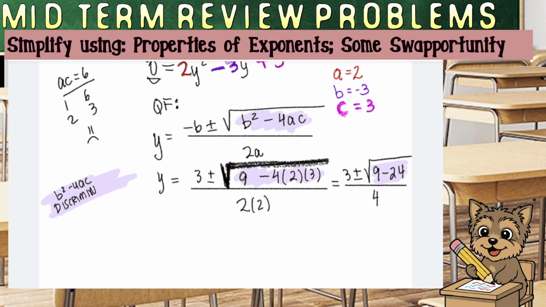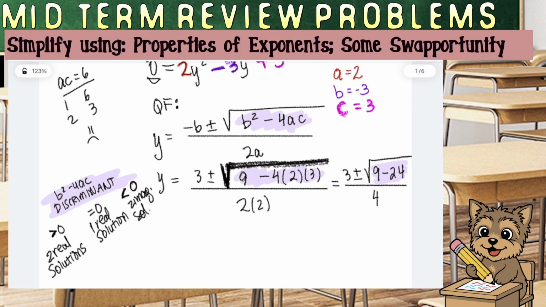Do you remember what it does? If it is greater than 0, you have two real solutions. If it equals 0, we get one real solution because you're doing plus and minus 0, and the square root of 0 is 0. Square root of a positive, you get an actual answer: plus a number, minus a number, two different real solutions. And if it's less than 0, we get two imaginary solutions. Okay? Boom, boom.